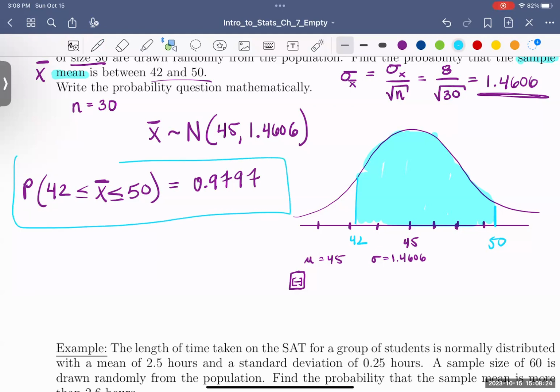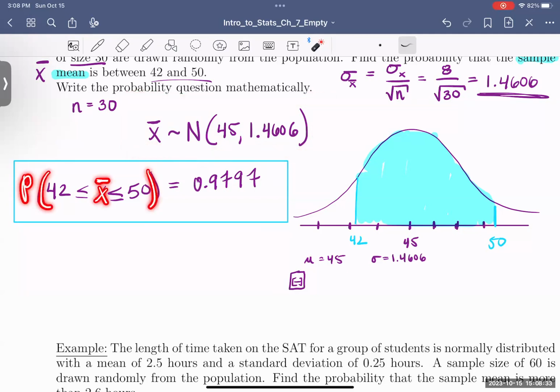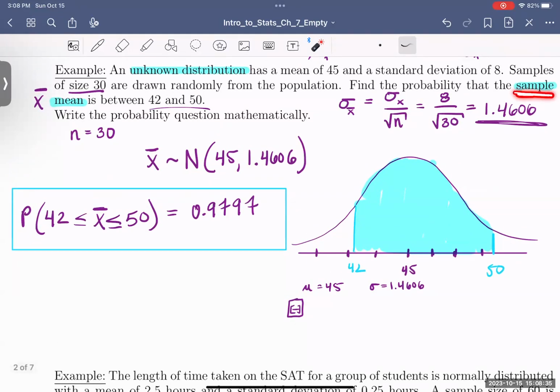Again, make sure we are practicing the proper notation. Write out the distribution itself for X bar. In your probability question, put X bar there because our question was for the probability of the sample mean being between two values.